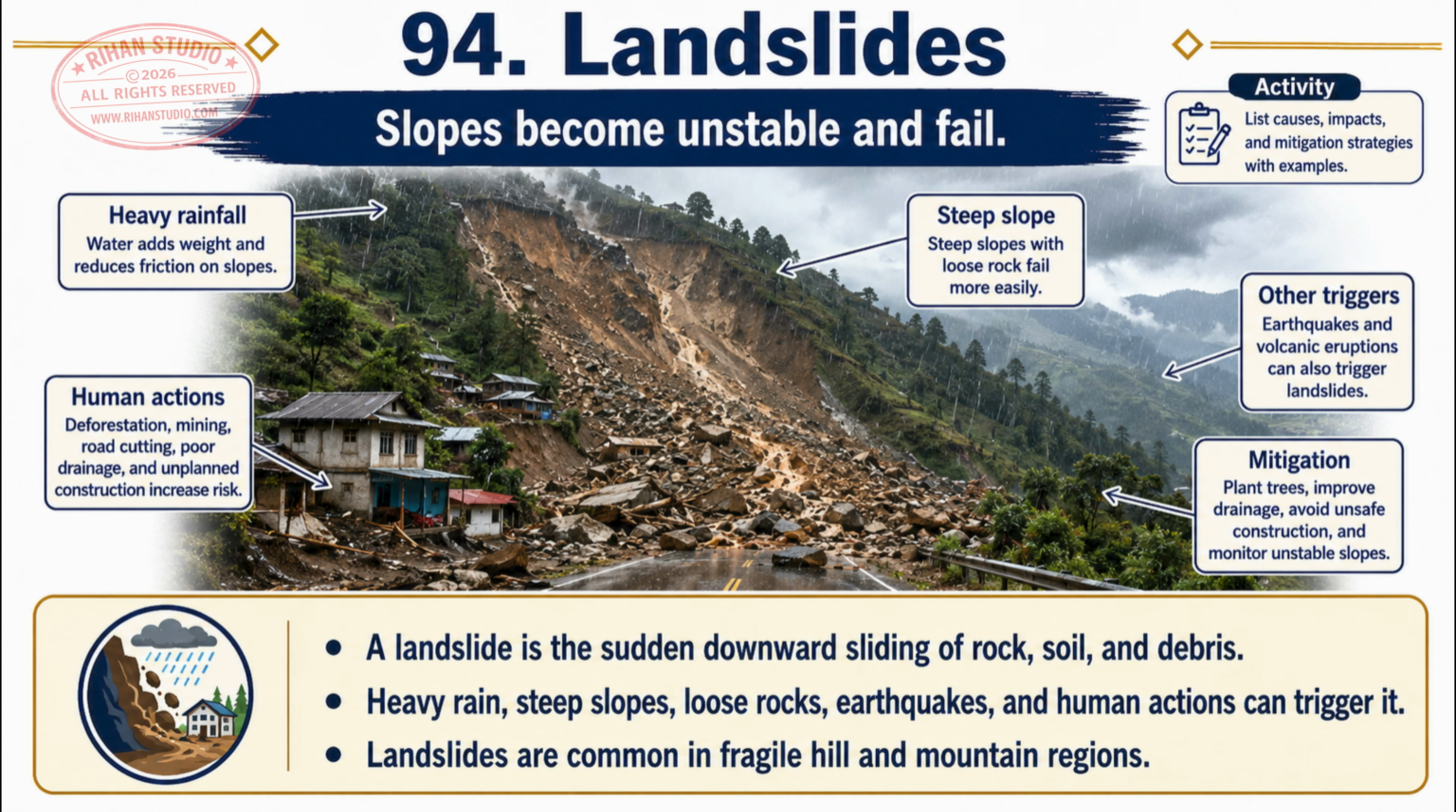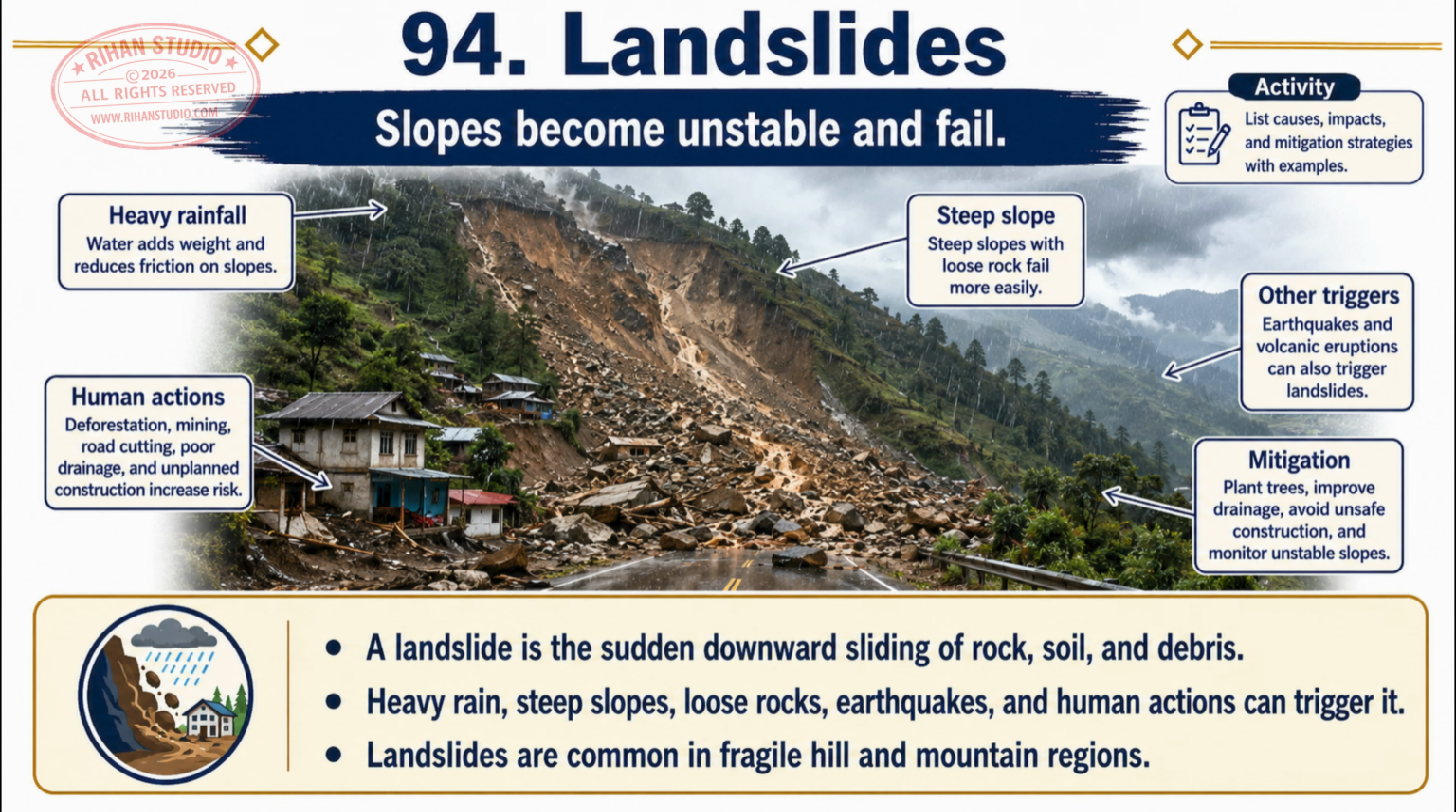Landslides. Slopes become unstable and fail. Caused by heavy rainfall, water adds weight, cuts friction, earthquakes and volcanoes, steep slopes, loose rocks, and human actions: deforestation, mining, road and hillside construction, poor drainage.